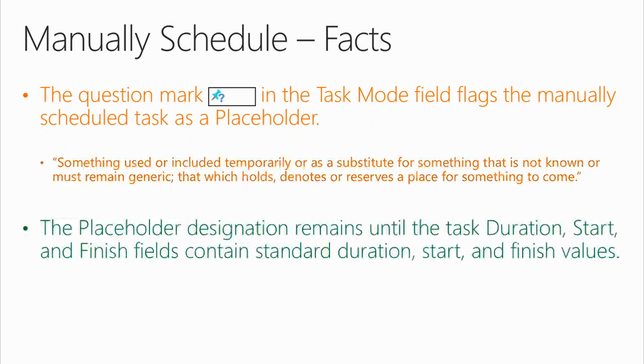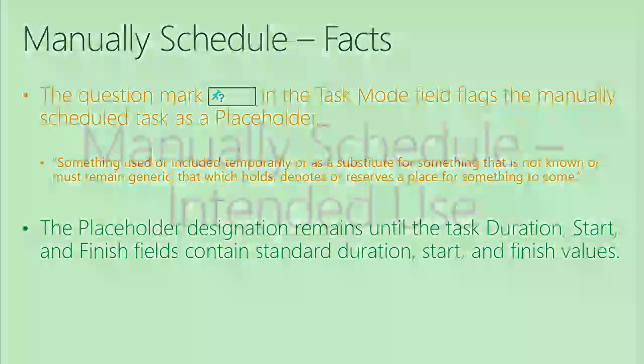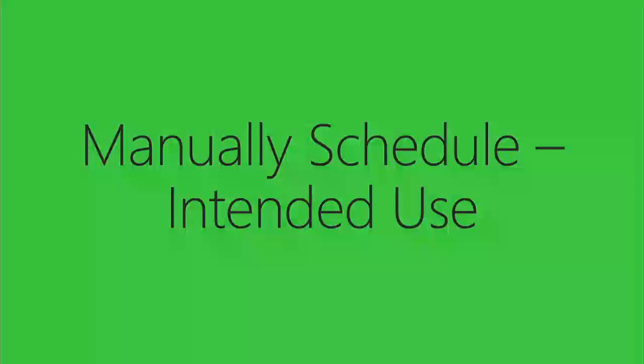Temporary. The placeholder designation remains until the task duration, start, and finish fields contain standard duration, start, and finish values. These are all really important points. All right? So now we've been introduced to this. Auto schedule automatically displays. Manually scheduled does not.